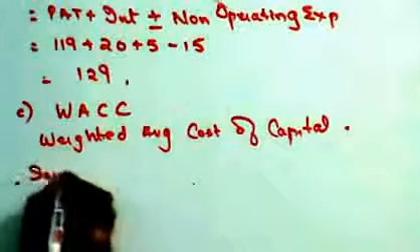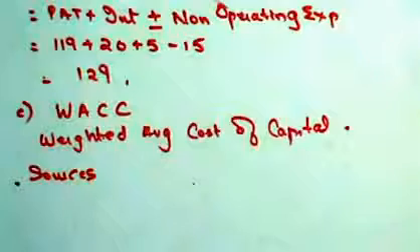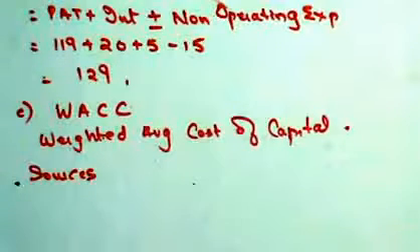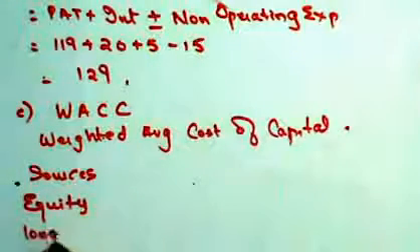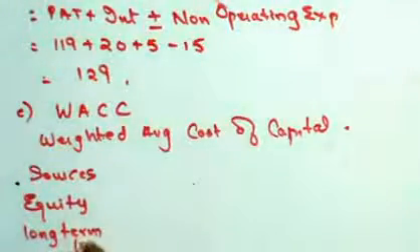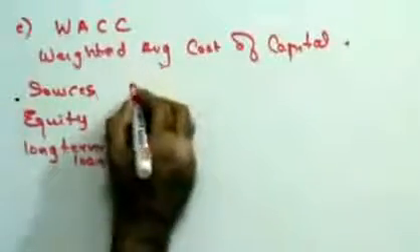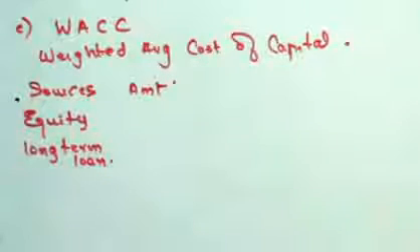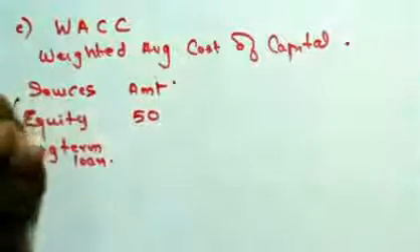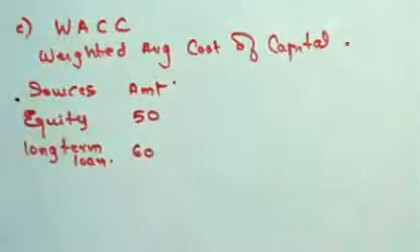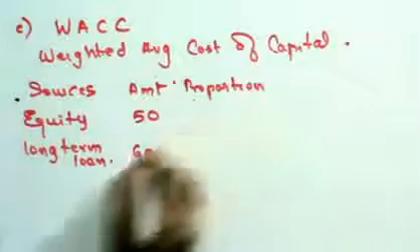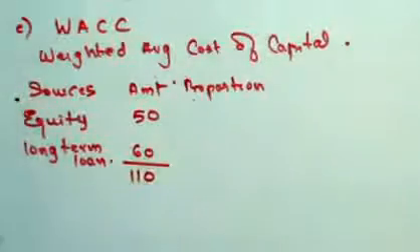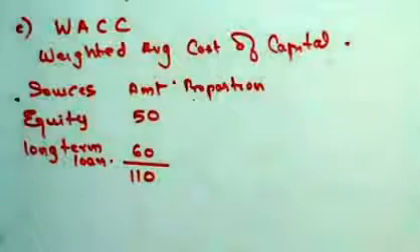Right? Let's consider this, sources. Let's look at our balance sheet. The balance sheet is made up of equity share capital and long-term loans. Right? Amount. The amount in the balance sheet for equity share capital is 50 lakhs and long-term loans is 60 lakhs. Okay? Next. Find out proportion. Right? How do I find out proportion? This is 110. So 50 divided by 110 into 100.